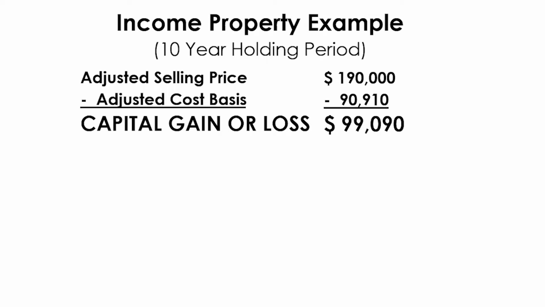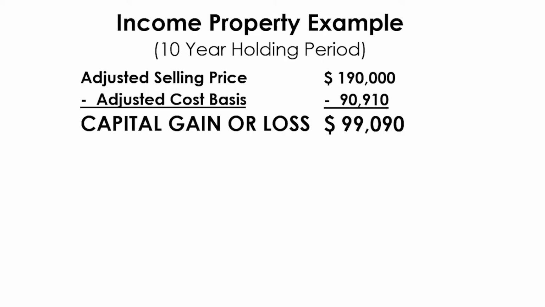But at the end, the IRS says, okay, we'll let you take that for 10 years. Now we want to recapture that. It's called recapture. So they're going to want some of that back. And so that adjusted cost basis is going to include, of course, an addition of the permanent improvements and also subtraction of all the accrued depreciation that you took during the 10-year period. This example comes out to $90,910 adjusted cost basis. So our capital gain on this is going to be $99,090.